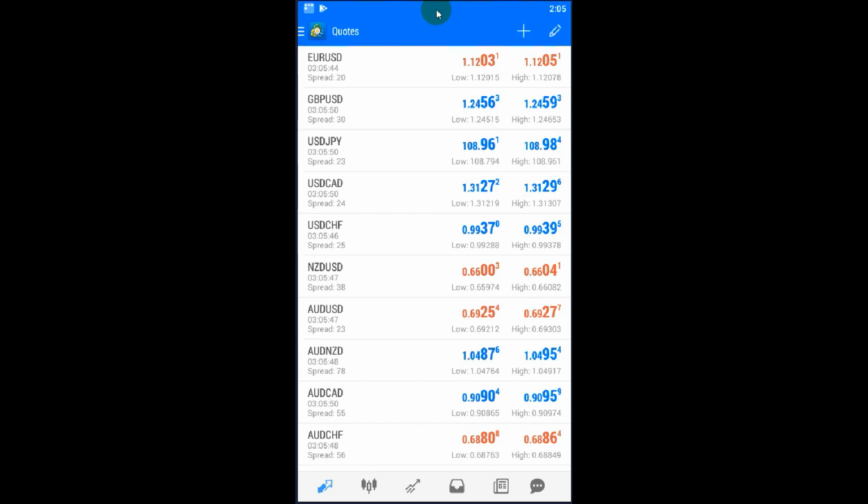Now quotes is where you get to pick a currency pair. For example, if we're trading an event in Europe, we're going to pick a currency pair that has euros in it. That should be obvious by now. So we'll pick this pair at the top here, Euro USD.